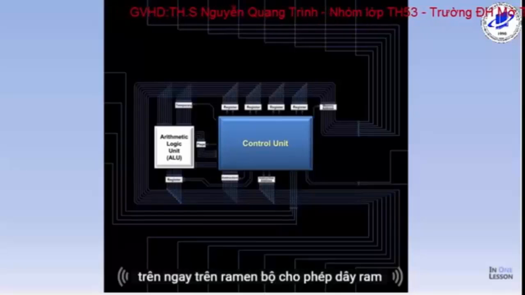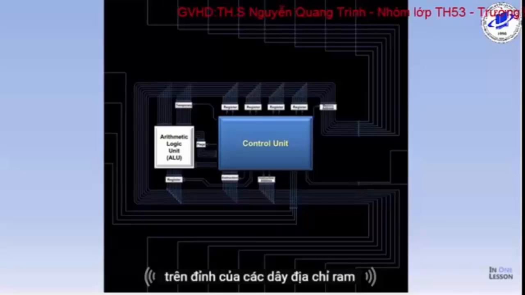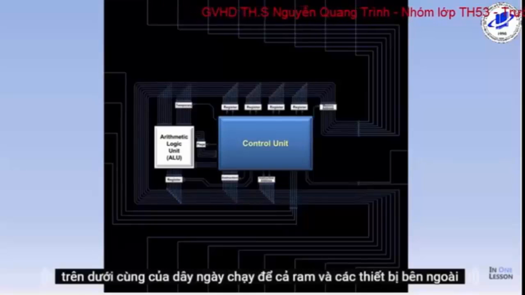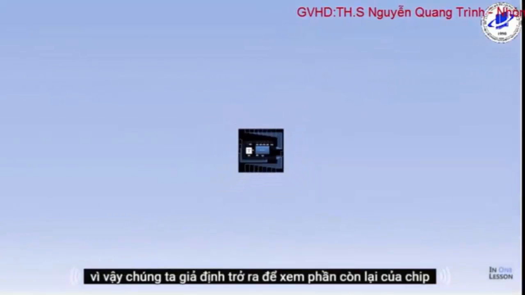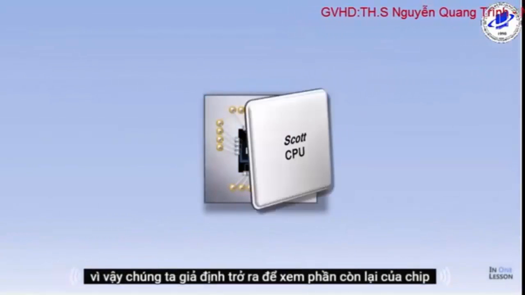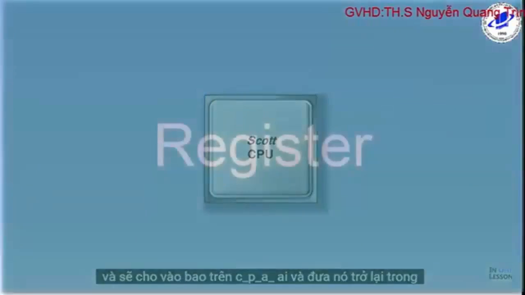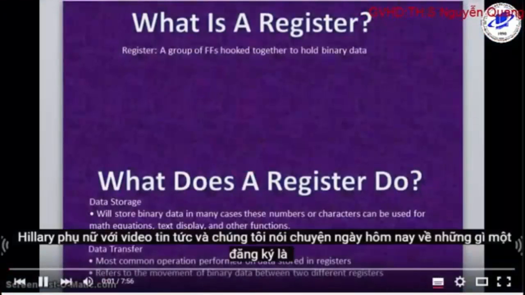On the right are the set RAM and enable RAM wires. On the top are the RAM address wires. On the bottom are the data wires that run to both RAM and the external devices. And on the left are the input-output control wires. So let's zoom back out to see the rest of the chip, and we'll put the cover back on the CPU.